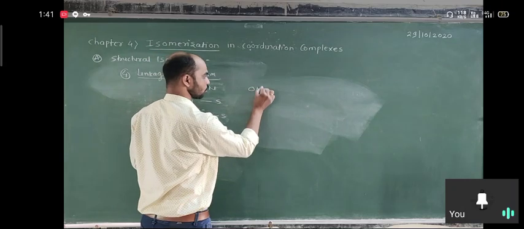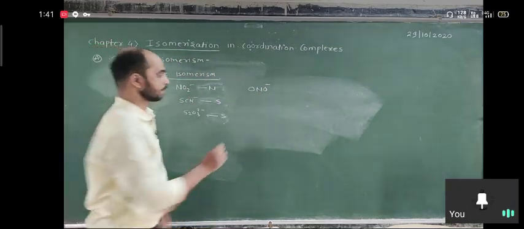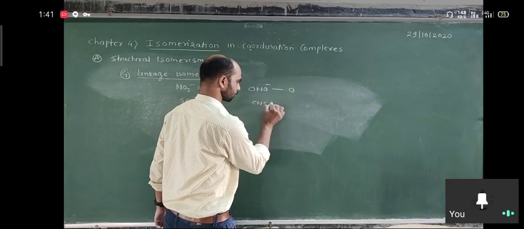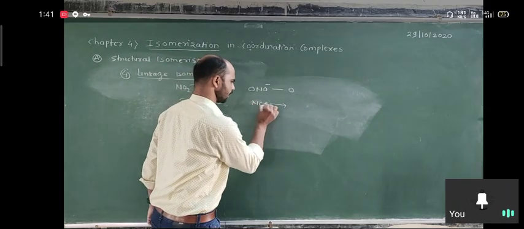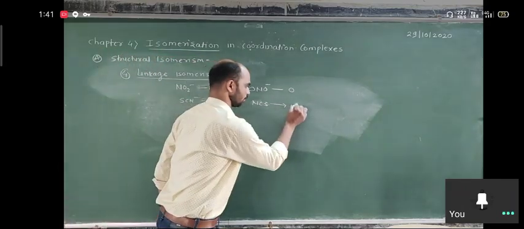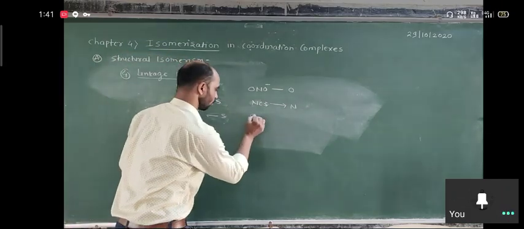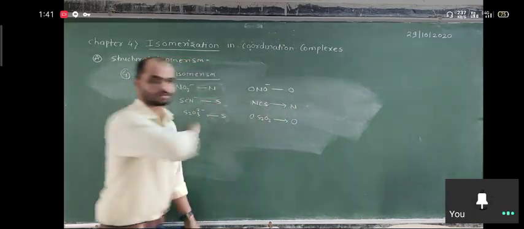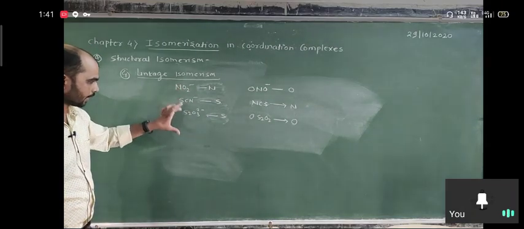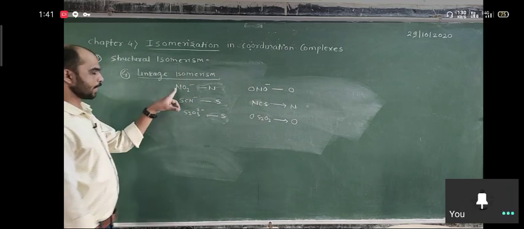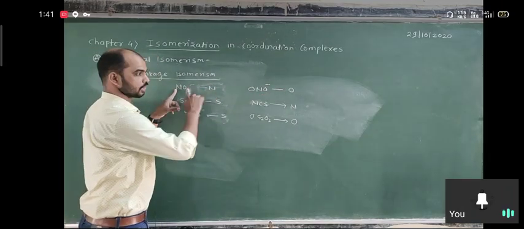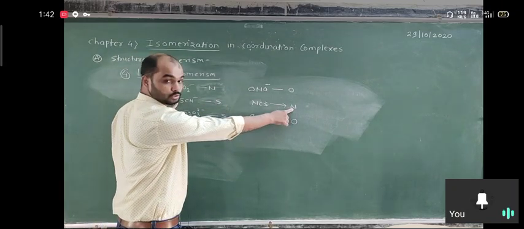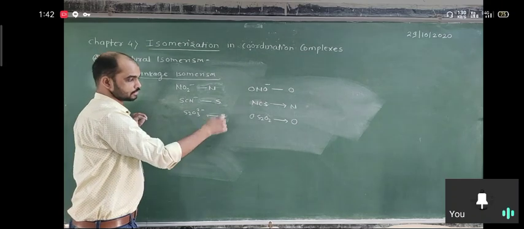But if we write this NO2 as ONO minus, then it donates the electron through the oxygen atom. If we write NCS, that means the nitrogen donates the electron. And if we write the thiosulfate group as S2O3 with oxygen as the donor, that means oxygen donates the electrons. So these three ligands have the tendency to donate the electron in different ways. NO2 donates through nitrogen as well as oxygen. SCN or NCS are both the same ligand, but in the first case it donates through the sulfur, in the second case through the nitrogen. In the third case, thiosulfate donates from sulfur as well as oxygen.